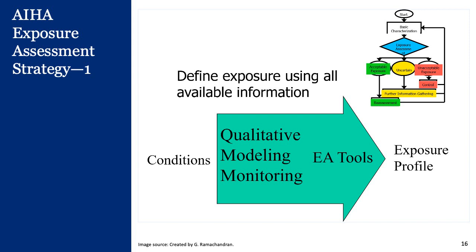And so we want to define exposure using all available information. The information could be qualitative. By qualitative, I mean the sort of checklists that we have talked about in the past that can be used to evaluate qualitative information. It could be mathematical modeling that we have discussed in previous lectures. And finally, it can be monitoring data that we have also discussed. So all of these are different tools that can be used to evaluate exposure profiles.